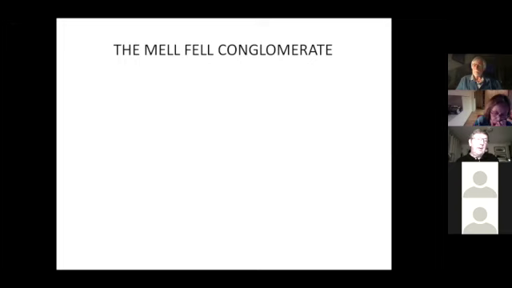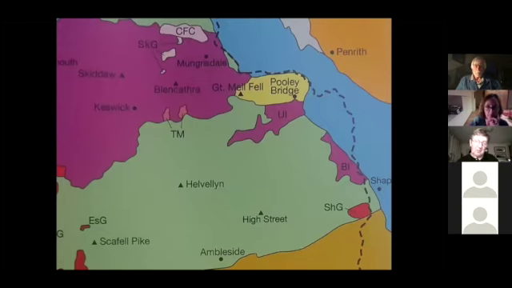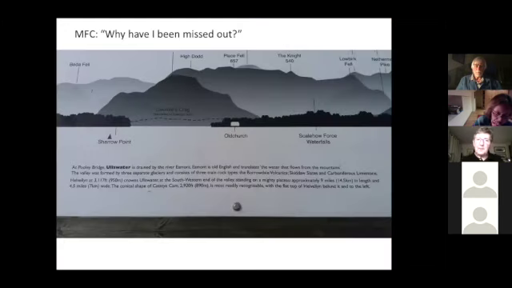So the Windermere Group, what's it got to do with our area? I'll tell you, it's all to do with the Mell Fell conglomerate. I'm taking you back to the Mell Fell conglomerate. There it is, the yellow area around Pooley Bridge. That's the outcrop area. Let's have a look at some of it.